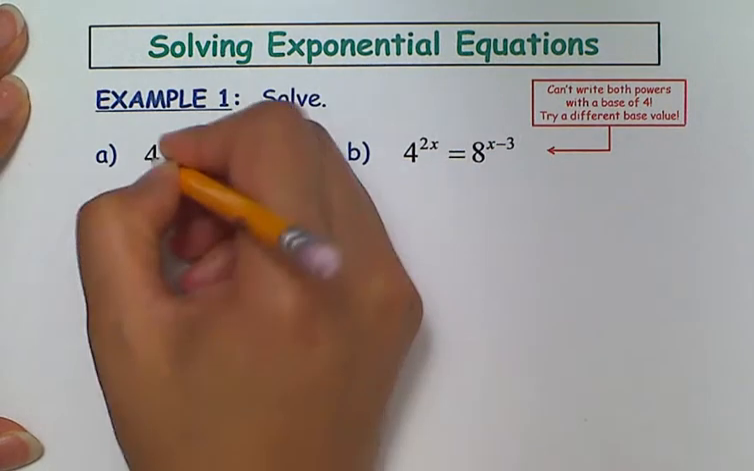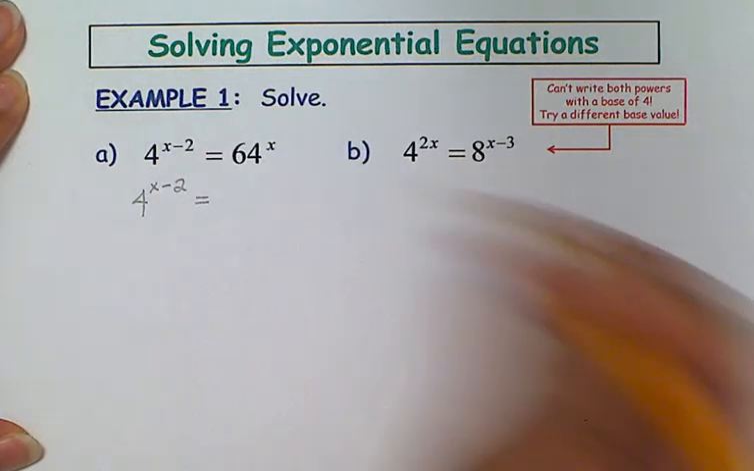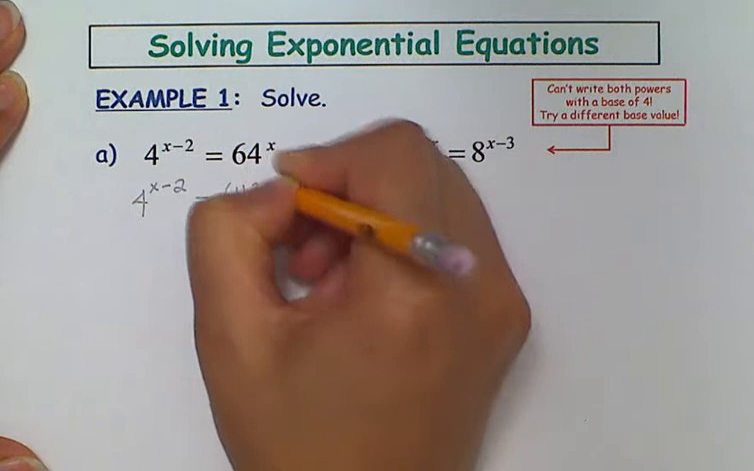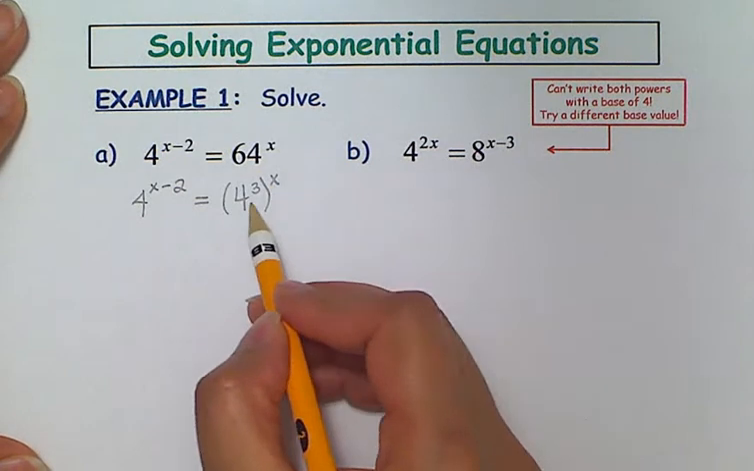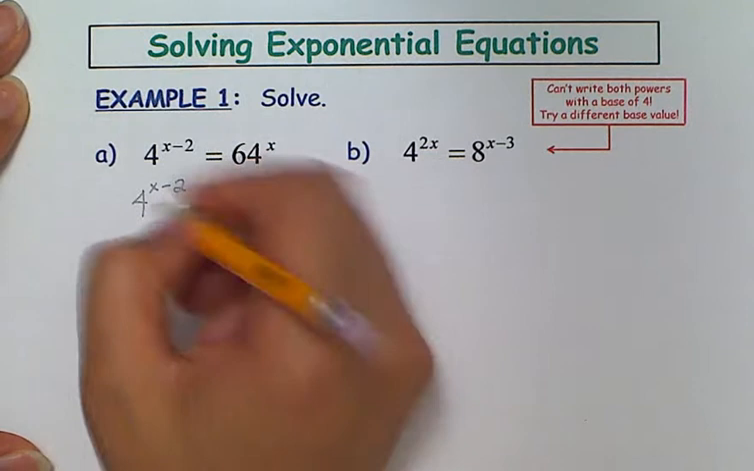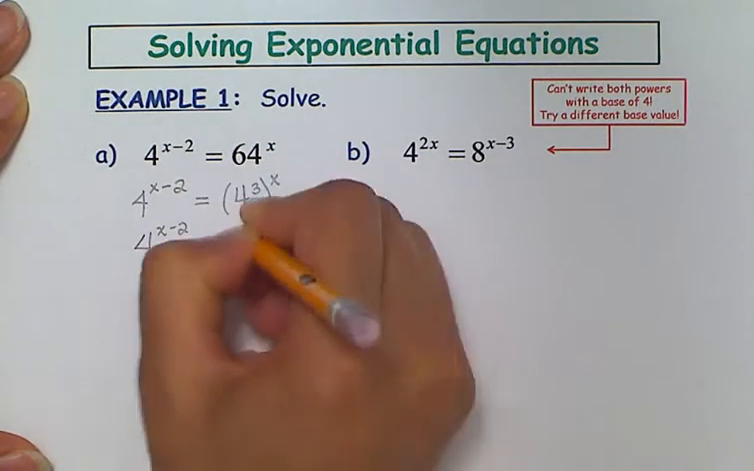So I'm going to leave the left-hand side the exact same way that it was. But on the right-hand side, I'm going to change 64 so that it's 4 to the exponent 3, and then I'll apply the exponent of x on the outside. And now I know that when I have the power of a power using our exponential rules, that'll just give me 4 to the exponent 3x. So now I have 4 to the exponent x minus 2 equals 4 to the exponent 3x.